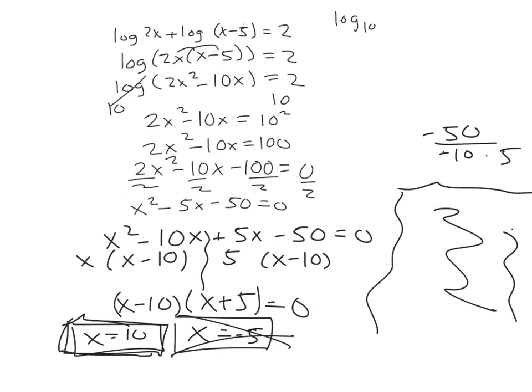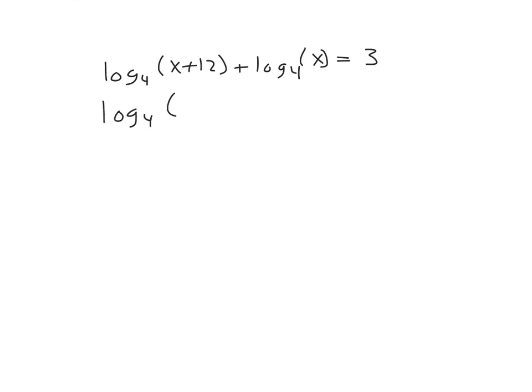Alrighty, so let's go ahead, maybe do one more, and then we'll call it good. Alrighty, last one. So we have log base 4 of x plus 12, plus log base 4 of x is equal to 3. Now, looking at this, we can go ahead and apply the property where if they're adding, they can now be multiplying underneath one logarithm. So I've got x and then x plus 12, and then is equal to 3.